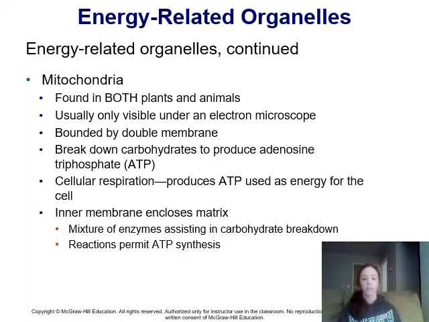Just like the chloroplast, this is also going to have a double membrane on the outside of it. The inner membrane encloses the matrix, which you can think of as the cytoplasm of the mitochondria. And within the matrix is going to be a mixture of enzymes assisting in carbohydrate breakdown. These reactions allow for ATP synthesis. And ATP is going to be that cellular energy the mitochondria is going to be able to make from the carbohydrates through cellular respiration.